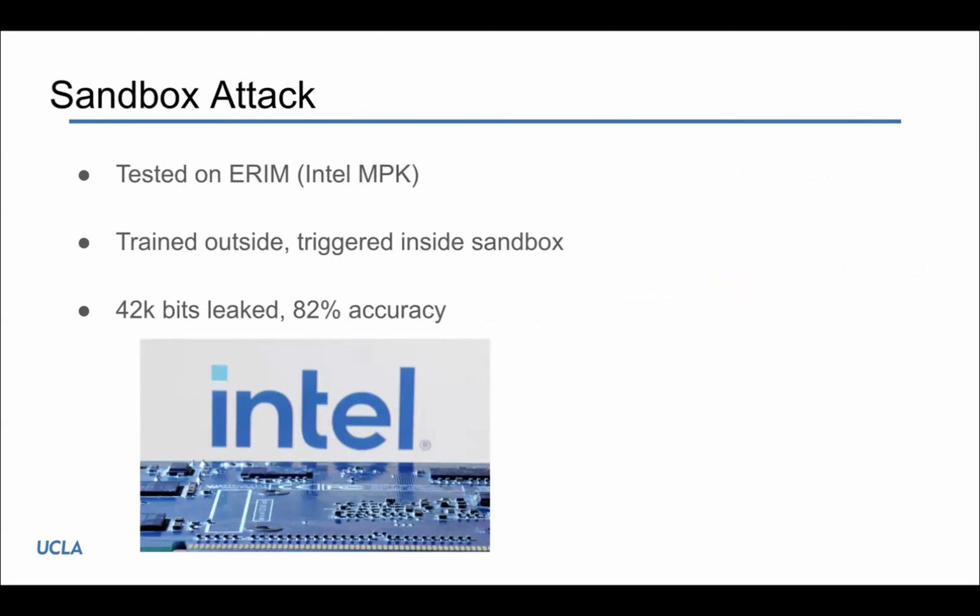They put this attack to the test against ERIM, which is Intel's MPK intra-process sandbox. The attacker trains the DMP outside the sandbox and then triggers it inside. And PWSC observes the leak. No permissions are violated, but over 42,000 bits of data are extracted with a high accuracy of 82%. This breaks the isolation guarantees we usually trust in sandboxing.